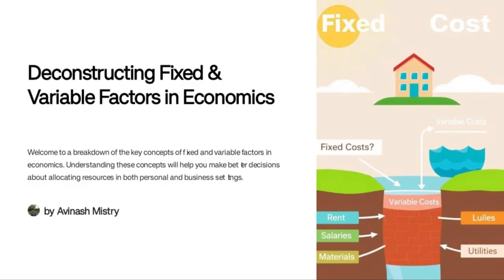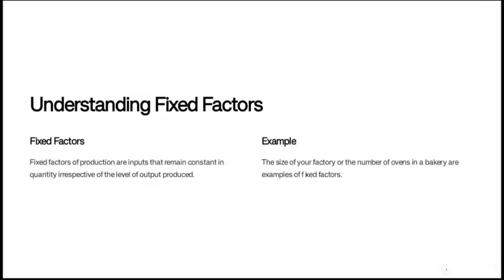Deconstructing fixed and variable factors in economics. Welcome to a breakdown of the key concepts of fixed and variable factors in economics. Understanding these concepts will help you make better decisions about allocating resources in both personal and business settings. Understanding fixed factors: fixed factors of production are inputs that remain constant in quantity irrespective of the level of output produced. Example: the size of your factory or the number of your ovens in a bakery are examples of fixed factors.